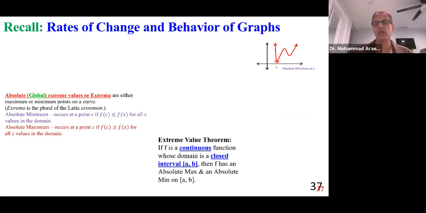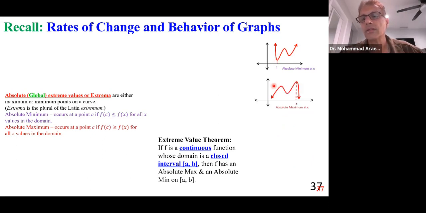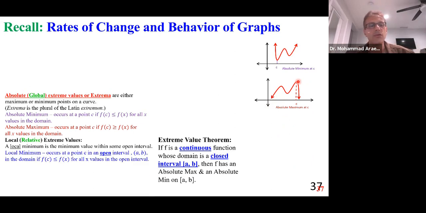Absolute max is the other way around. Local max, local min, local max. This one is also an absolute max because no other point has a larger y coordinate. Relative or local refers to the same concept in some open interval.